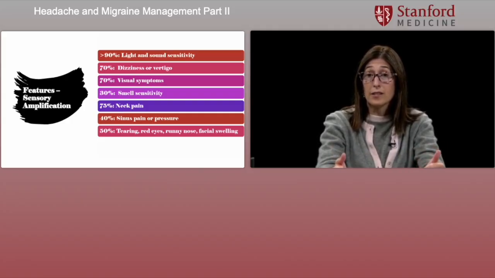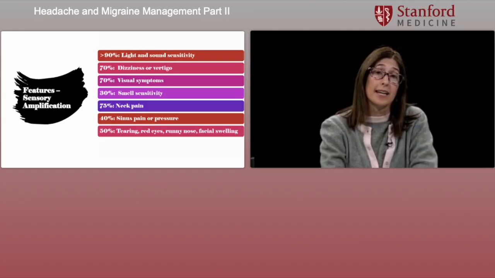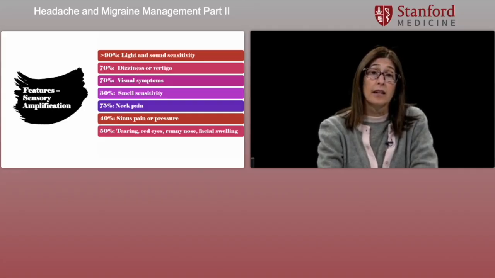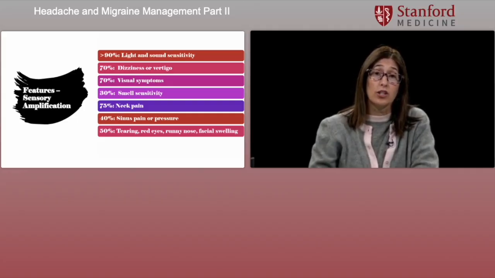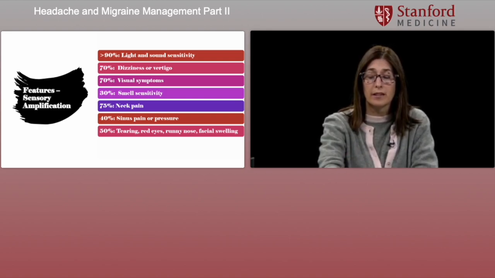30% of patients have smell sensitivity. 75% have neck pain, which is really an important feature to recognize that is associated with migraine. 40% have sinus pain or pressure, and 50% have tearing, red eyes, runny nose, facial swelling. We call those autonomic symptoms.